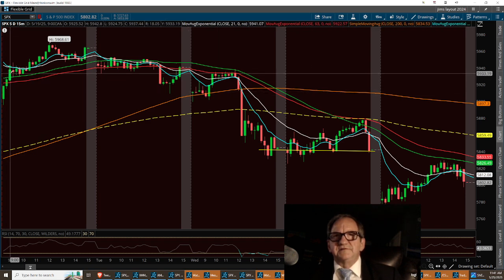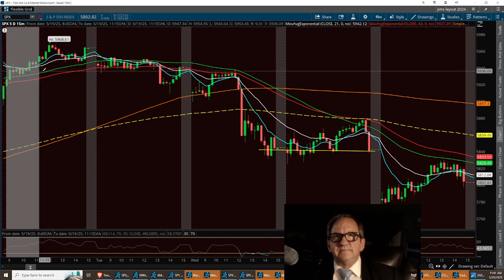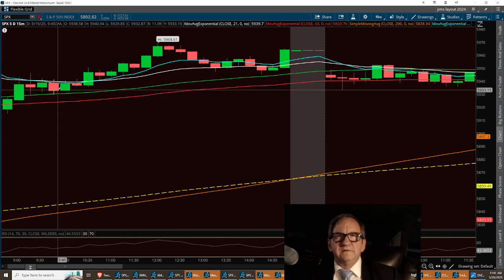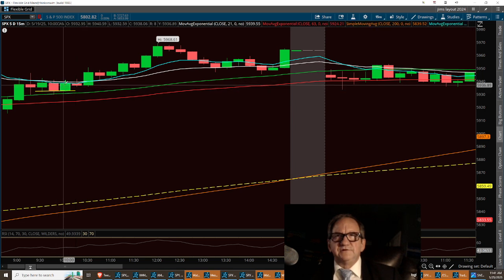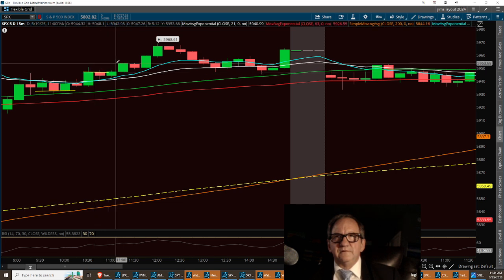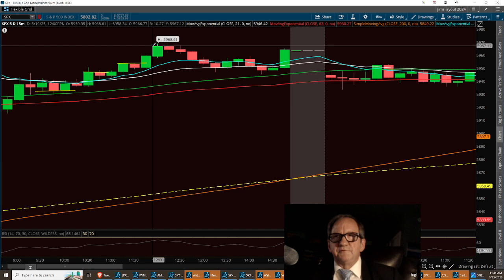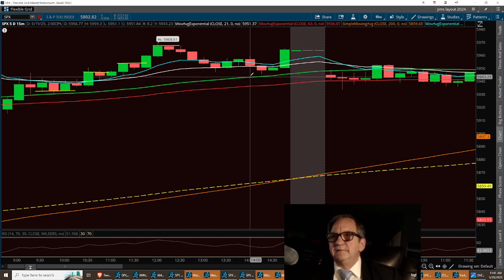So you had 3 white soldiers. You notice that you come in, and we had a tweezer bottom here off the 50. So you got a tweezer bottom, and she runs up to a tweezer top right here, or tweezer top right there, or tweezer top right there. Tweezer bottom, ready into close. You're identifying the pattern on a 15-minute.